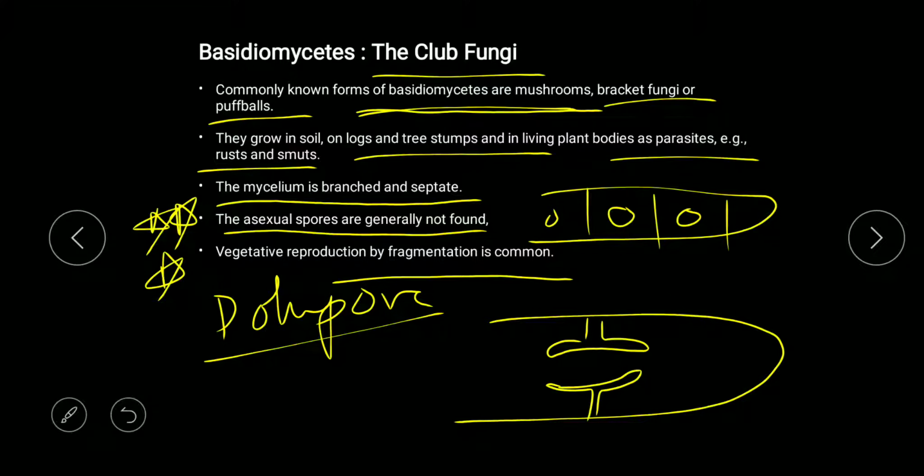It is like this, this is a septum. But in this septum you can see a large pore, and this large pore allows cytoplasm as well as nucleus transport between the cells. This is a large sized pore, so it is known as the dolipore septum, which allows the transport of nucleus and cytoplasm both.